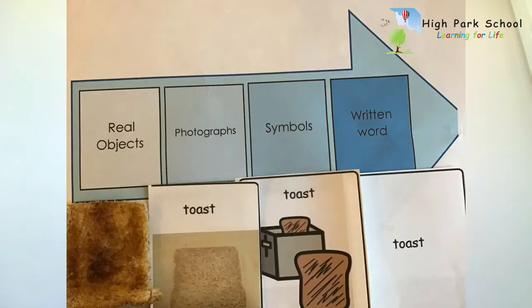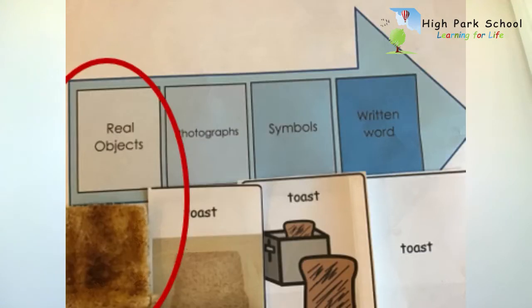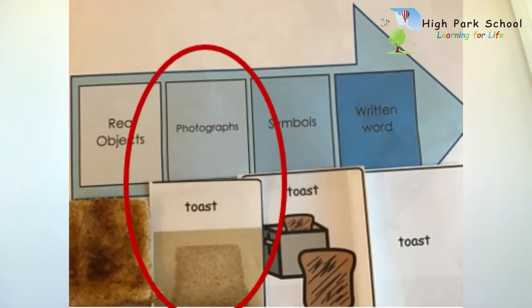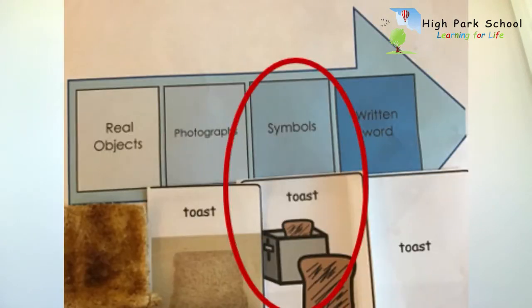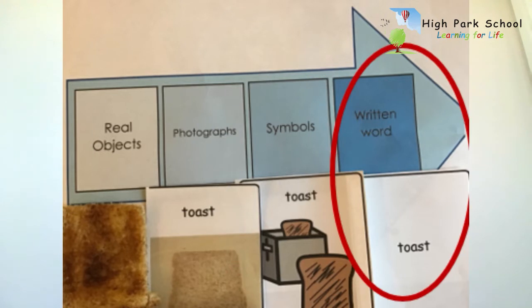So take a look at this diagram. The diagram shows the development children pass through to understand different types of visuals. Understanding real objects is the earliest and most accessible level. Then we move to understand photos as representing something that may or may not be physically present. So for instance, a photograph of the iPad can represent the iPad, whether I can see the iPad or not. The symbols are more difficult as they are more abstract, and then the final stage is the written word.